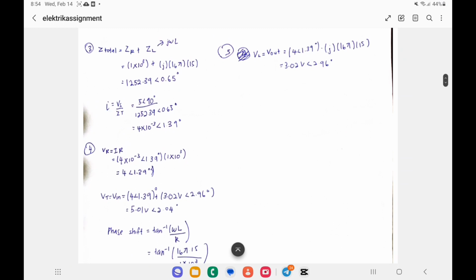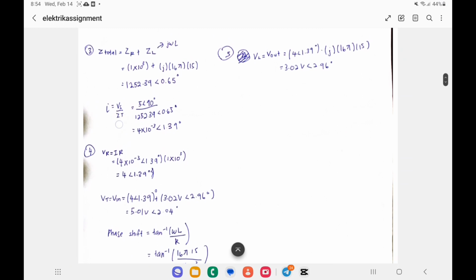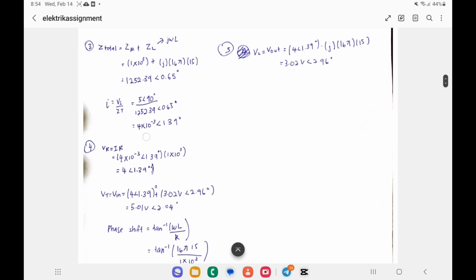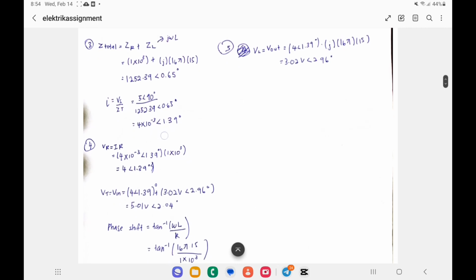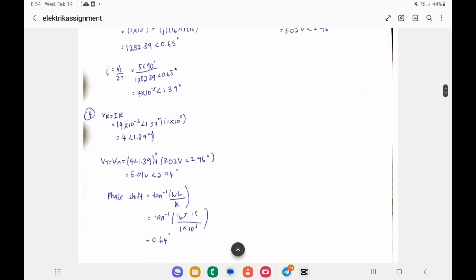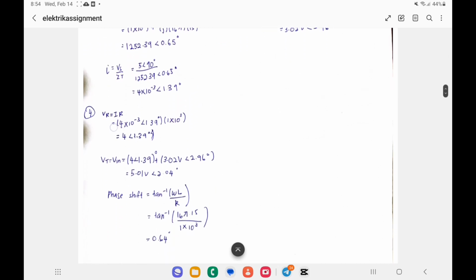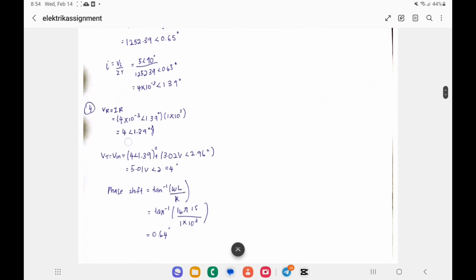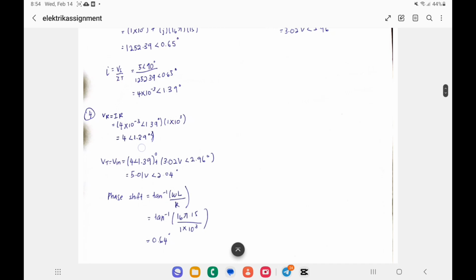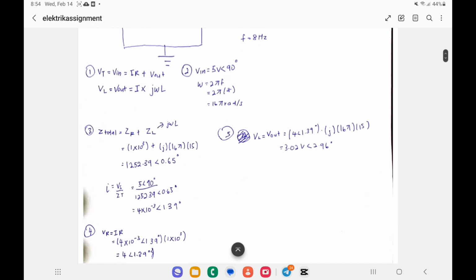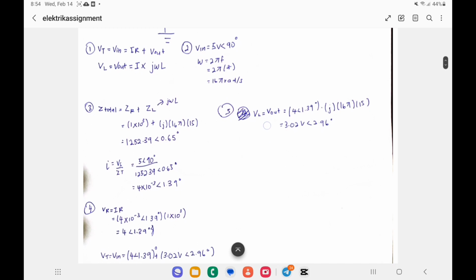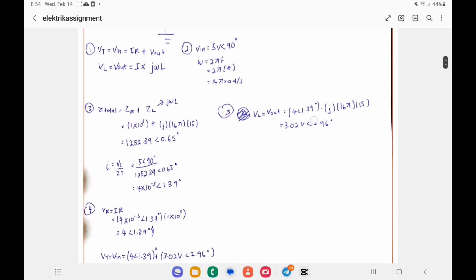We need to find I. The formula to find I is Vs divided by Zt. So the answer is 4 times 10 power negative 3 with 1.39 degree. And then find Vr. The formula to find Vr is I times R. The answer is 4 with the degree of 1.39 degree. Next step, find VL. As we know, VL is equal to Vout, 4 at 1.39 degree times j times 16 pi times 15. The answer is 3.02 volt with 2.96 degree.